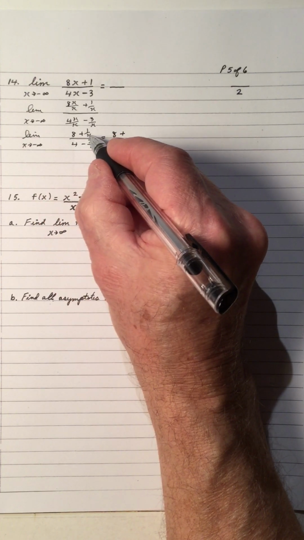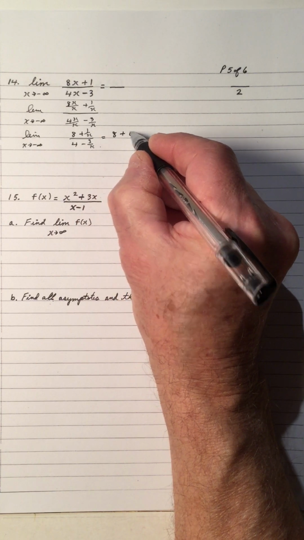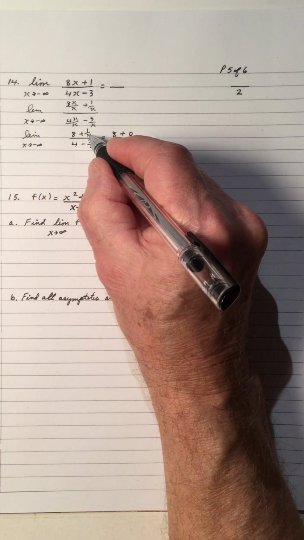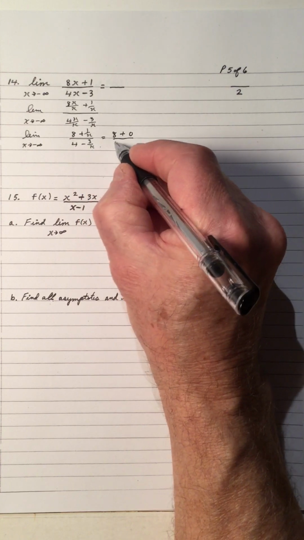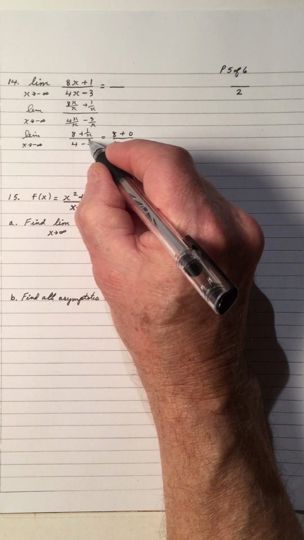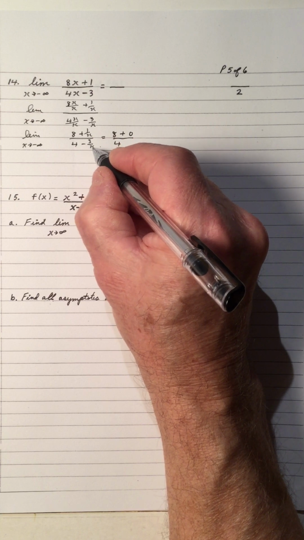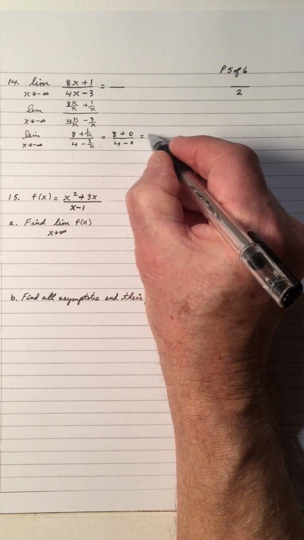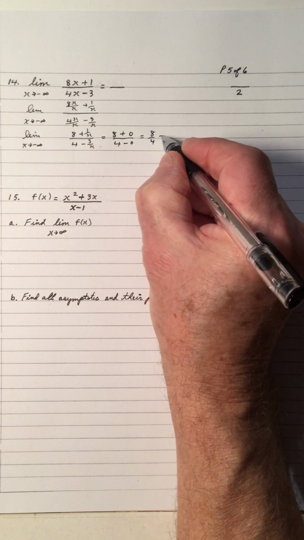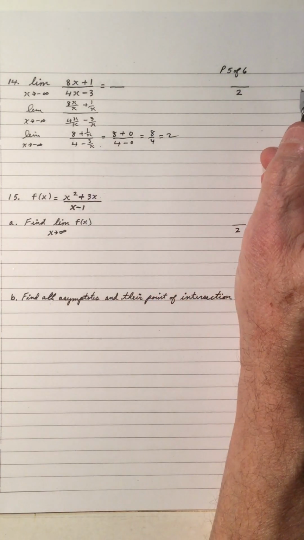Negative infinity, 1 over negative infinity approaches 0. The fraction is getting smaller and smaller, so therefore we get a 0. We have a 4. Negative 3 over x, as x gets larger and larger, this fraction approaches 0. So that gives us 8 over 4, which is 2.